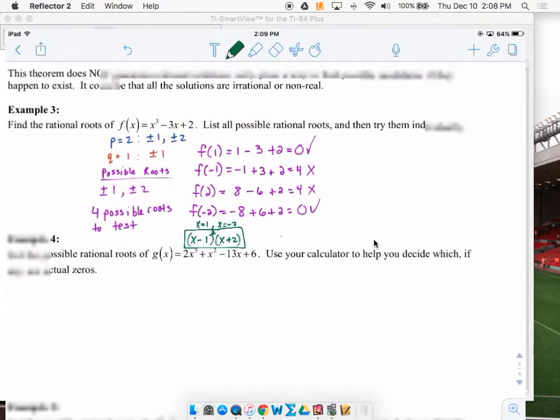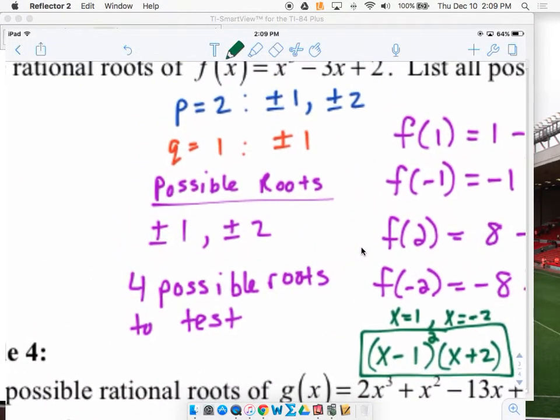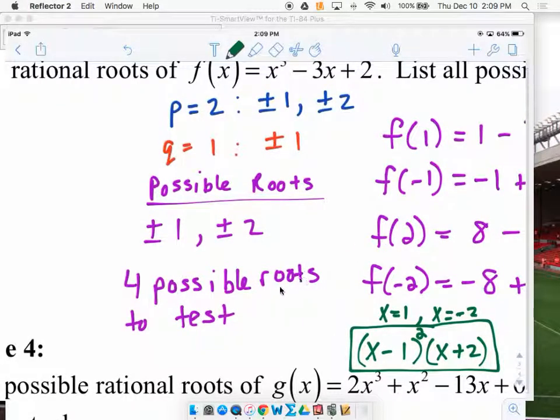All right, but that is how you do your rational root test. You have to list your factors. Right. You have to look at the graph.